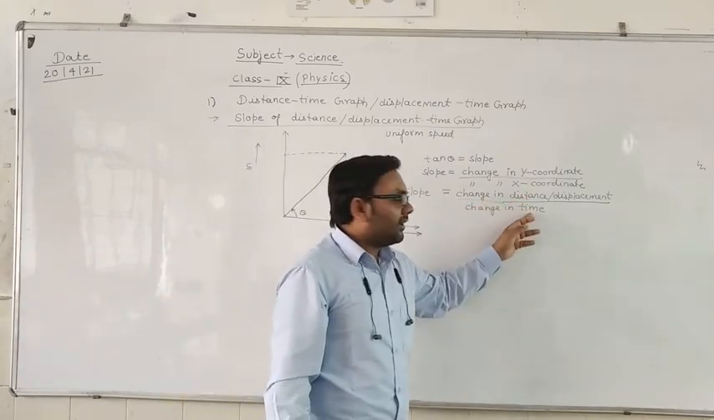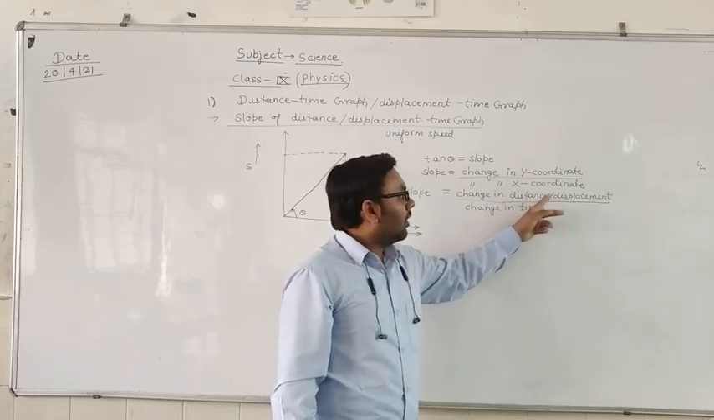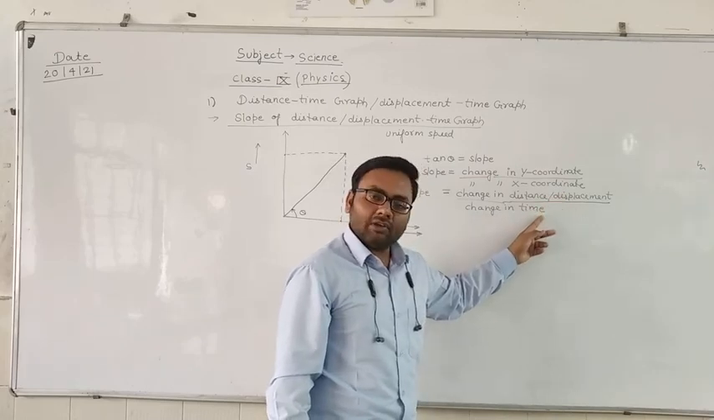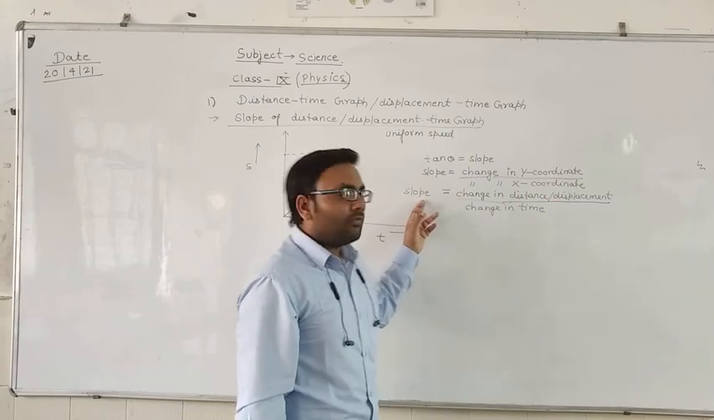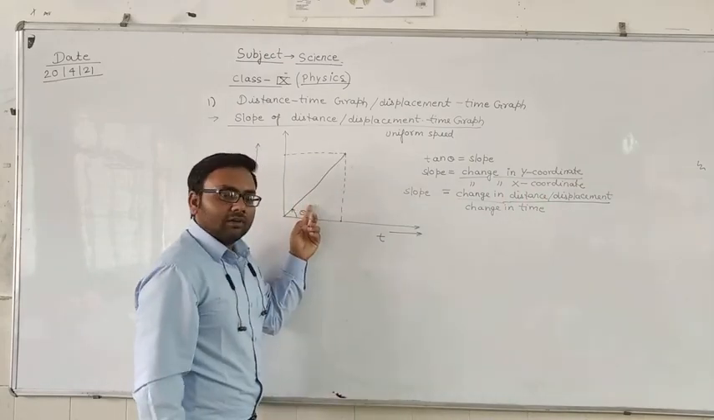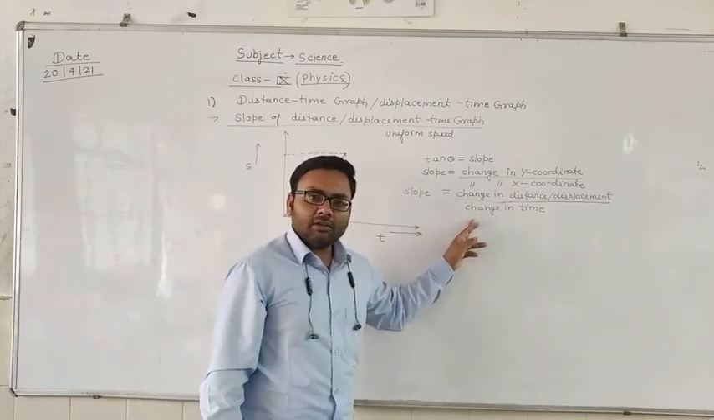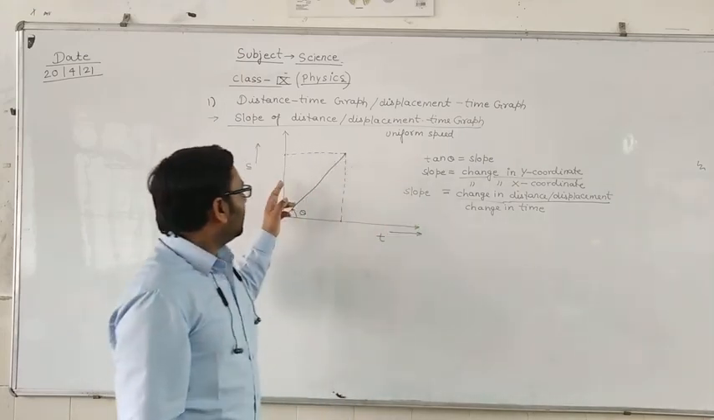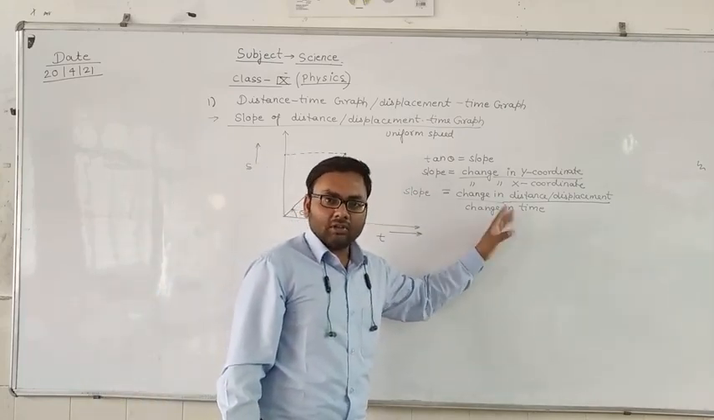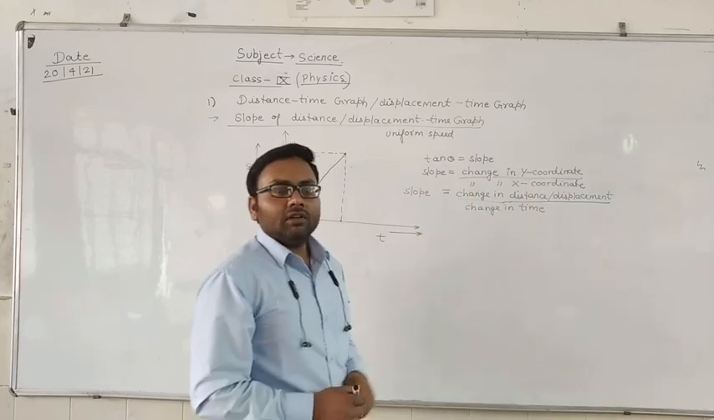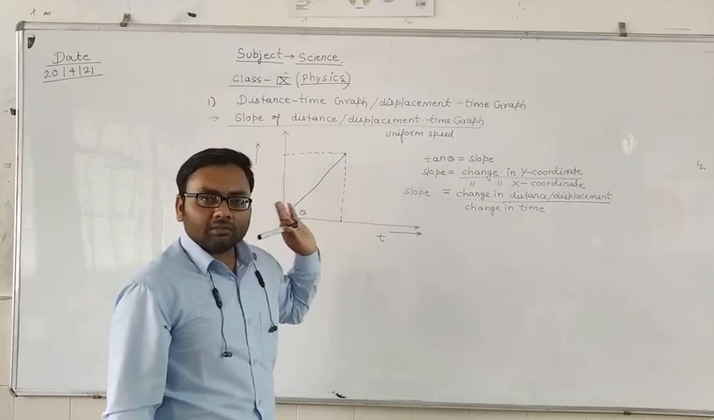Distance divided by time is known as speed, or displacement divided by time is known as velocity. So this is the important thing that we get from the slope of the displacement or distance time graph. If we find the slope of the distance time graph, then we get the speed. And if we find the slope of the displacement time graph, then we get the velocity of the body. This is the importance of finding the slope of the distance or displacement time graph.